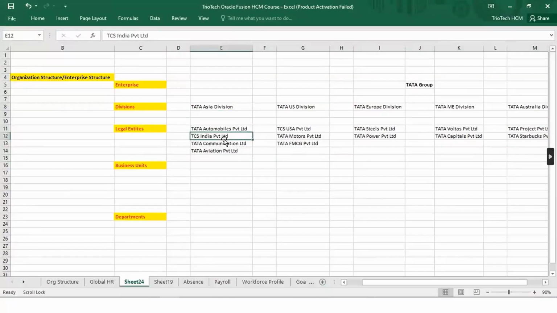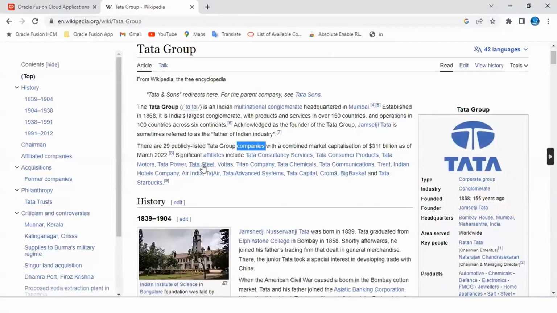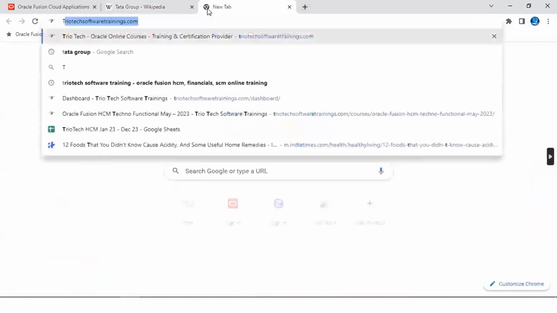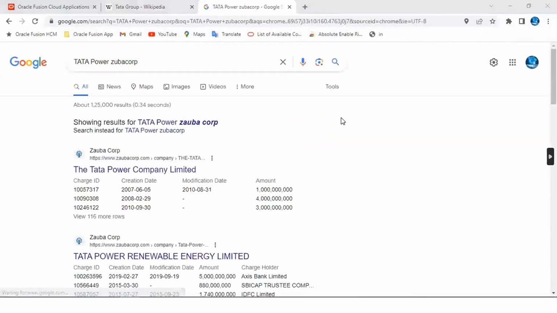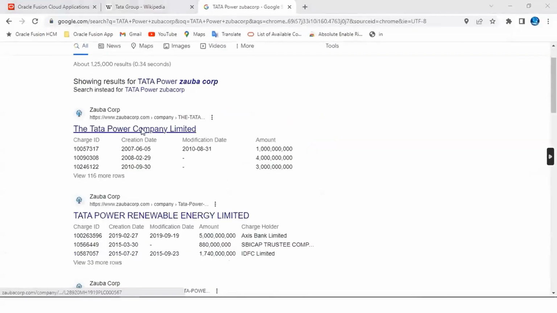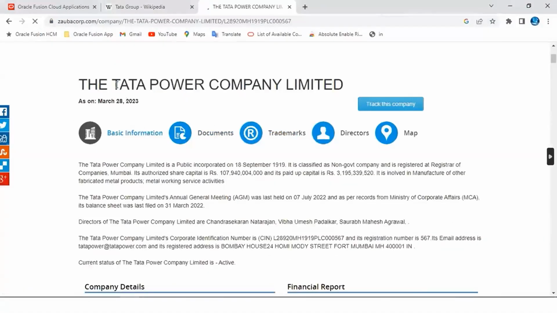What is a legal entity? I'm telling you, team, the actual registered companies of our client, which are operating in the market, are called a legal entity. And see, team, if I go to any company, let's say I will go with Tata Power. Okay, Tata Power. So I will go with something called Zaubacorp, which will give some basic information about the organization, team. So if I go to Tata Power, team, let's suppose Tata Power is one of the client's companies.